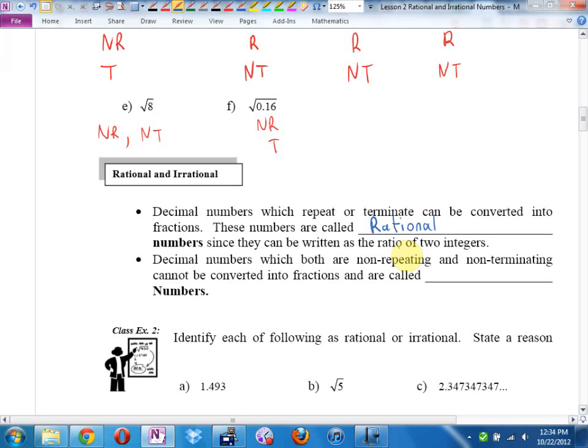Decimal numbers which are both non-repeating and non-terminating, like pi, like most square roots, can't be written as a fraction, and they are called irrational numbers.